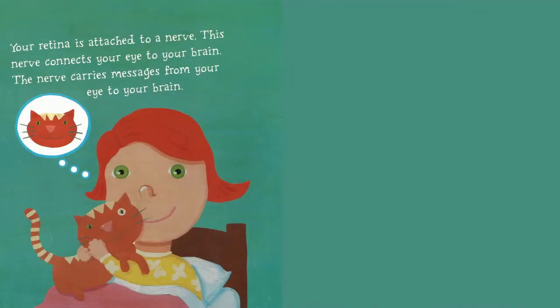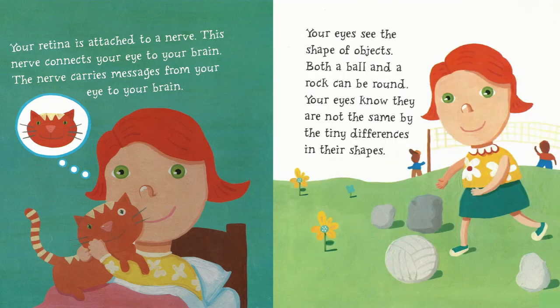Your retina is attached to a nerve. This nerve connects your eyes to your brain. The nerve carries messages from your eye to your brain. Your eyes see the shape of objects. Both a ball and a rock can be round. Your eyes know they are not the same by the tiny differences in their shapes.